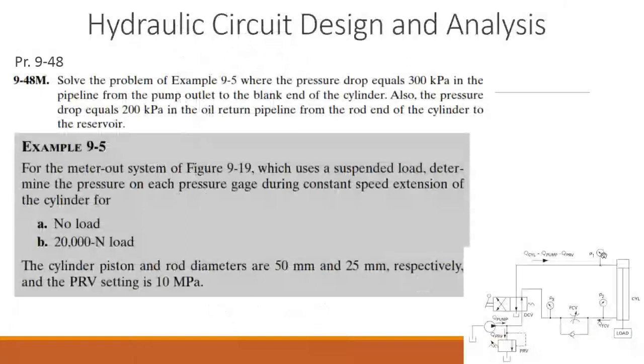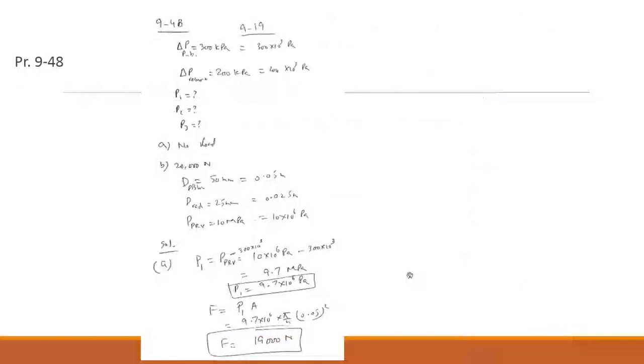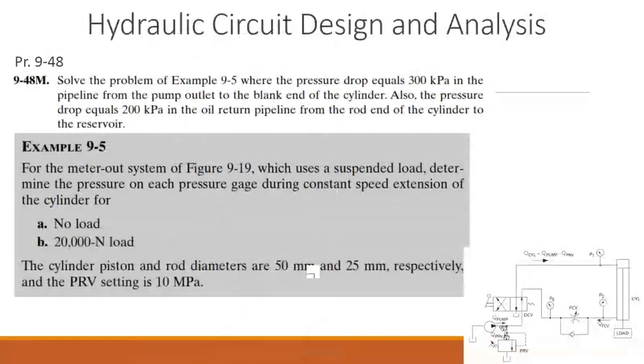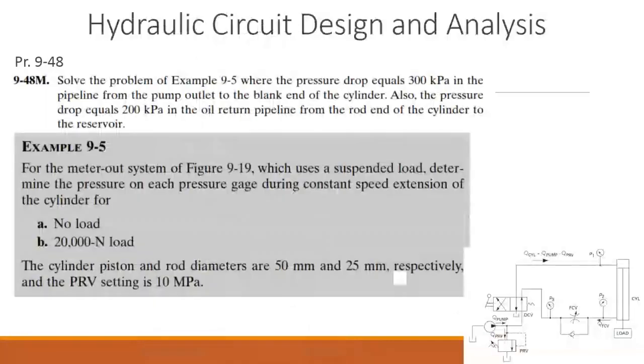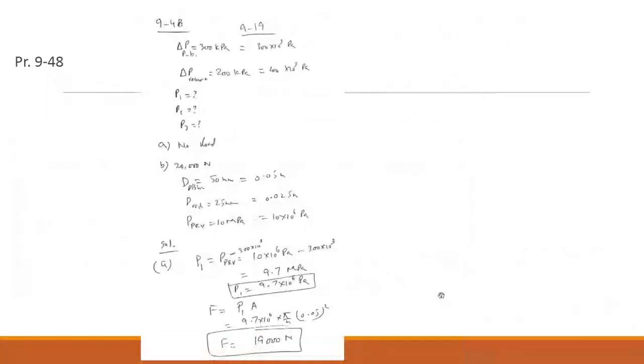at this pressure gauge. Okay, so now we know that whatever pressure starts here, the drop will be 300 kilopascal. That pressure is set by the pressure relief valve, which is 10 megapascal, because it's the same pressure letting the oil go at this 10 megapascal at the maximum. So the pressure drop from this pressure would be 300 kilopascal. So you just subtract the 300 kilopascal from the pressure relief valve pressure. So this will be the pressure of P1 at pressure gauge 1.